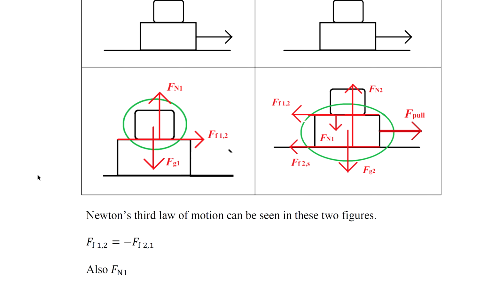So as you can see, Newton's third law of motion can be seen in these two figures. The force of friction between object 1 on object 2 is equal to the minus force of friction on object 2 from object 1. Equal in magnitude, opposite in direction. Also, force of normal 1 on mass 1 points up, force of normal 1 on mass 2 points down. So, same force, same magnitude, opposite direction on different objects.